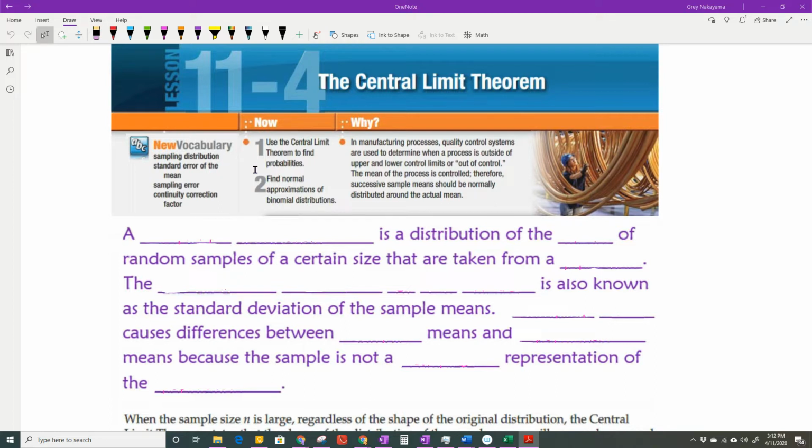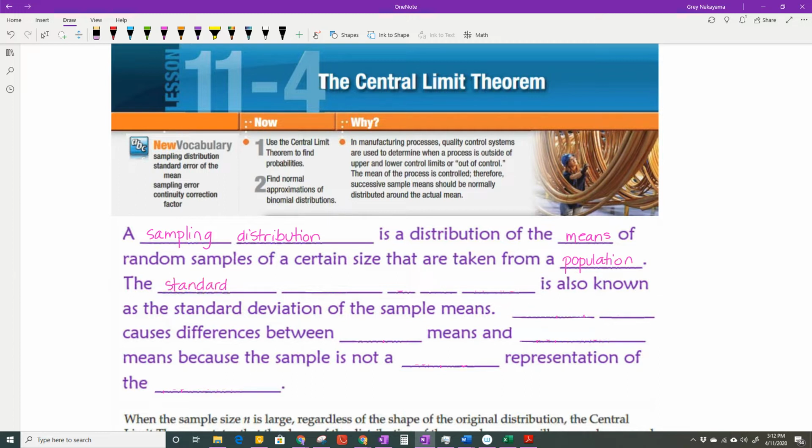Okay, so to continue what we've been discussing, just to give you an idea of the overall objective of what we're doing, we need to tell you what a sampling distribution is and define some words. A sampling distribution is a distribution of the means or averages of random samples of a certain size that are taken from a population.